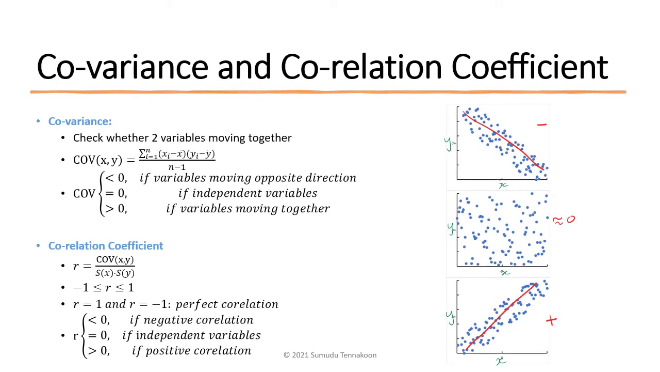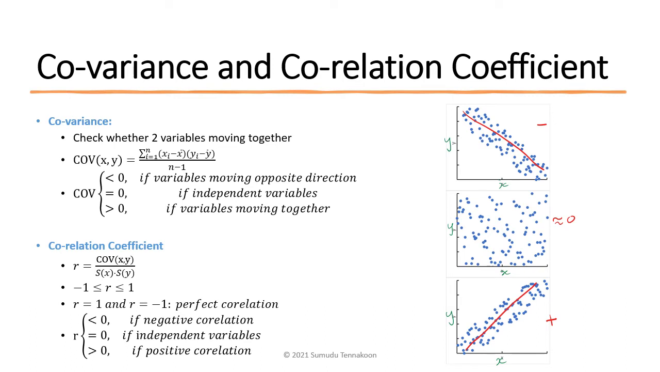As a bivariate analysis technique, covariance and correlation coefficient will be very important to understand. First, the covariance. It checks whether two variables are moving together or not. If the covariance value is greater than 0, that means the two variables are moving together. If the covariance value is less than 0, the variables are moving in opposite directions. If the value is 0, that means those two variables are independent.